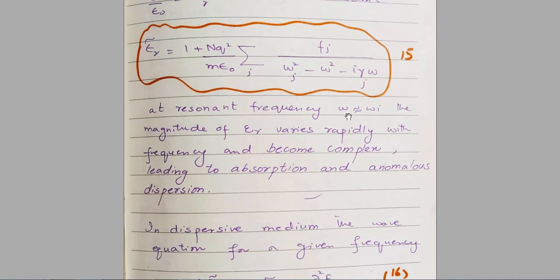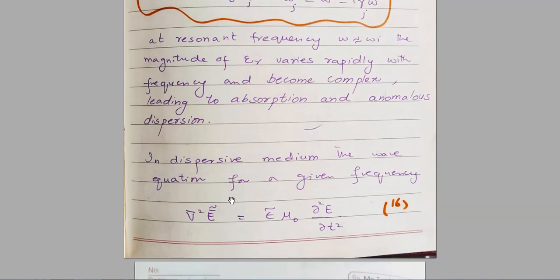At resonance, omega approximately equal to omega i, the dielectric constant rises rapidly with the frequency and becomes complex. At resonance, when these two factors are equal, the dielectric constant becomes complex due to this factor, due to the i, and this leads to absorption and anomalous dispersion. We will describe it qualitatively, meaning with the graph.